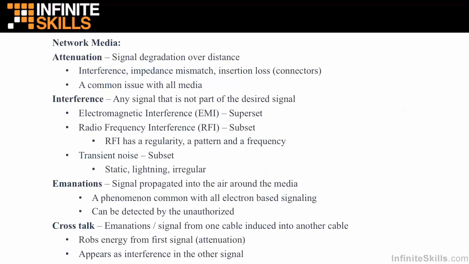This lesson is going to cover several of the key terms that need to be understood about network media. So we're going to be looking at these definitions. Now, the first definition we need to address is a common problem with all network media types, and that's called attenuation. Attenuation is a naturally occurring phenomenon, and basically it is degradation of signal over distance.